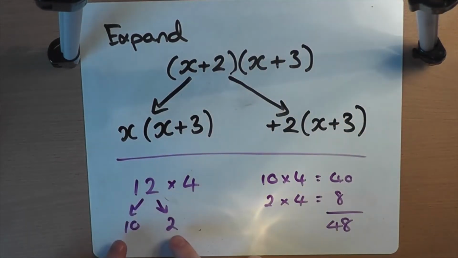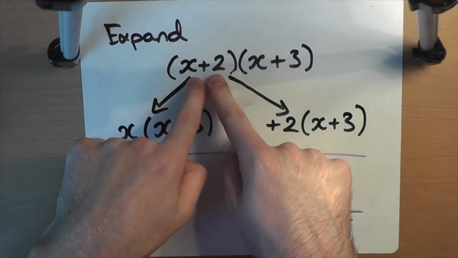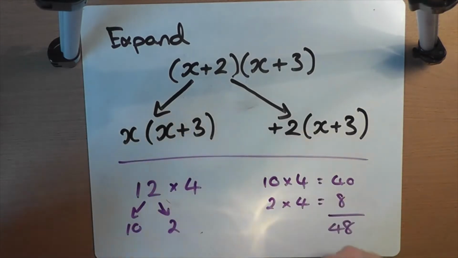Much like we could rip the 12 apart into 10 times 2, sorry, 10 plus 2, we can also rip the x plus 2 apart into an x and a plus 2.